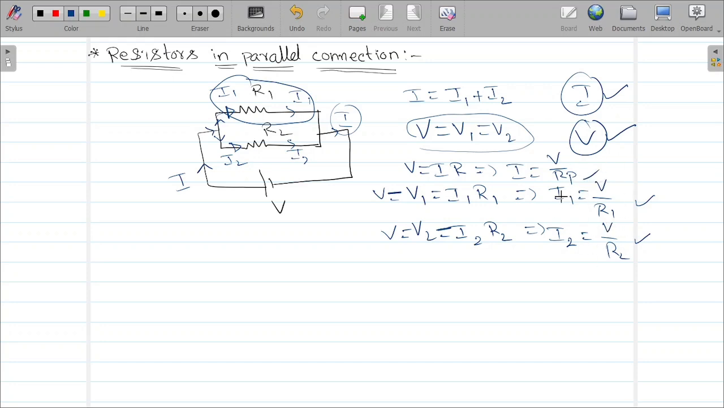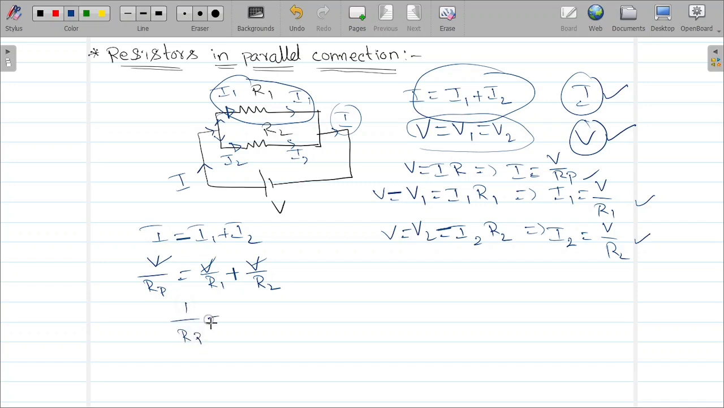All will be added. I1 and I2 go into this equation. Then what do you get? I equal to I1 plus I2. So I is nothing but V by Rp, I1 is nothing but V by R1, plus I2 is nothing but V by R2. In this, which is constant? Potential is constant, so potential gets cancelled. Then 1 by Rp equal to 1 by R1 plus 1 by R2. This is the formula to find resistance in parallel.